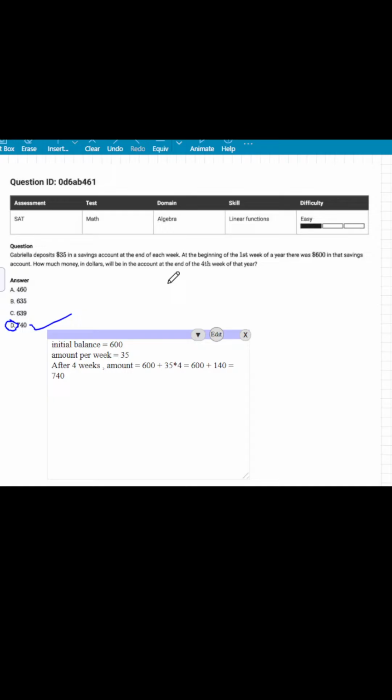Okay, so I hope the question and the answer is clear. This is a very straightforward problem. You just have to calculate the amount added for 4 weeks, and then add it to the initial balance, and you'll get the amount.